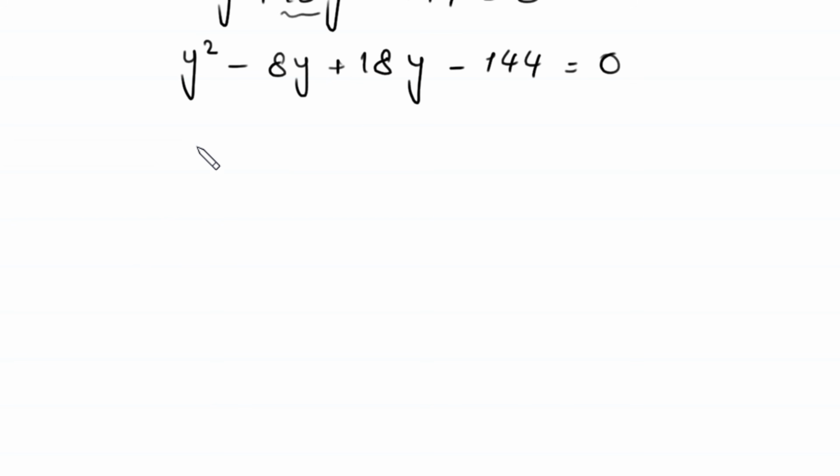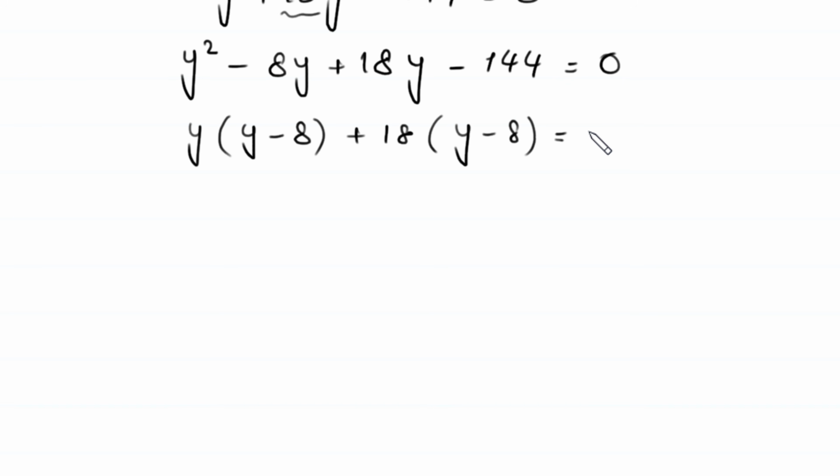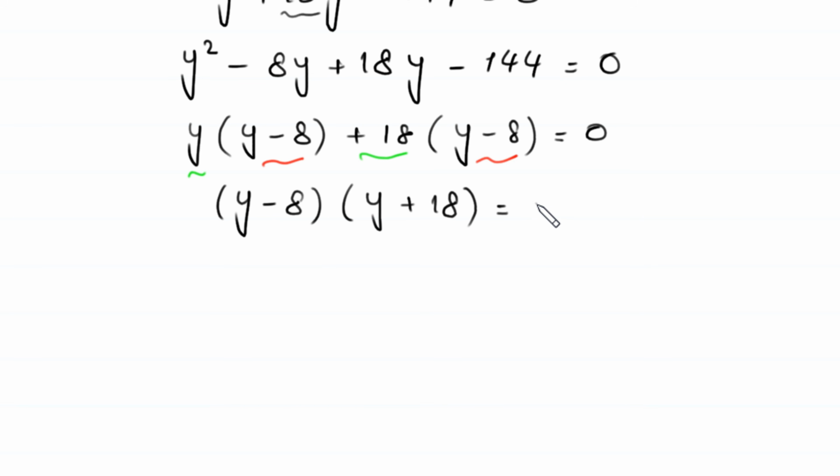Now from these two terms we can factor out y, and in bracket left y minus 8. From these two terms we can factor out plus 18. In bracket left y minus 8 is equal to 0. Now this y minus 8 is common. So we factor out this y minus 8. And in bracket left this y and this 18. In bracket left y plus 18 is equal to 0.